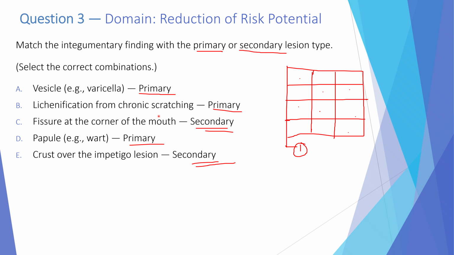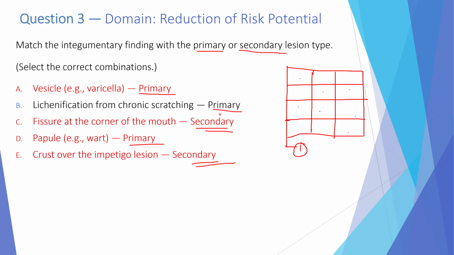Lichenification from chronic scratching. Then fissure at the corner of the mouth. Papule, like the word, it's primary. Crust over the impetigo lesion. The first is correct. Then fissure at the corner of the mouth, it's correct for the secondary. And papule, the word, it's primary, and crust over the impetigo lesion, it's secondary.